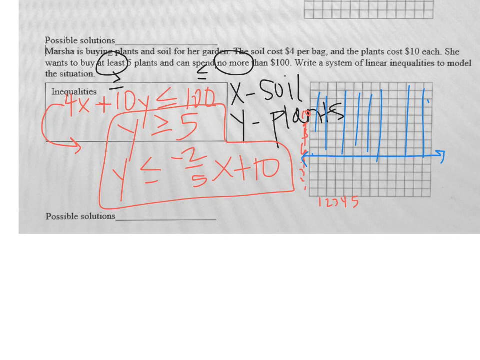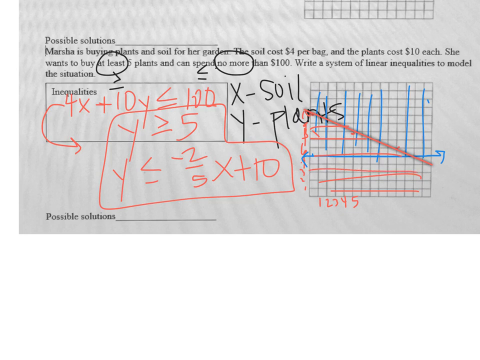y is less than or equal to -2/5 x plus 10, so I'm going to start at 10, and I'm going to go down 2 and right 5, and down 2 and right 5, and so on and so forth. That one is also going to be a solid line. So I'm going to connect those like so. And it is less than or equal to, so that's going to be below the line. So everything below the line.